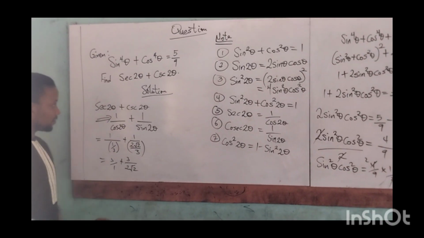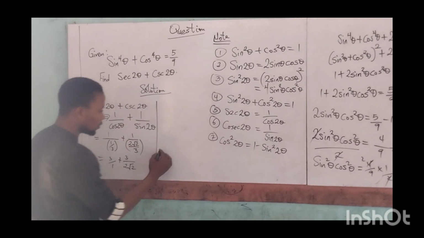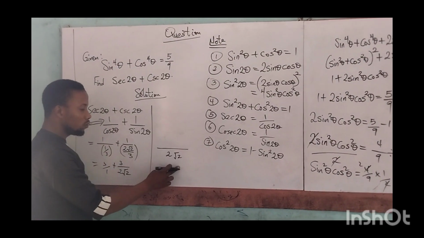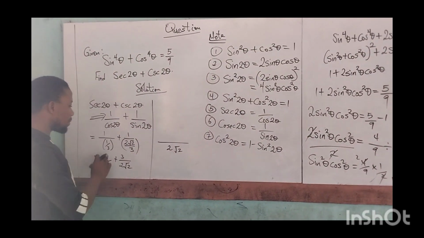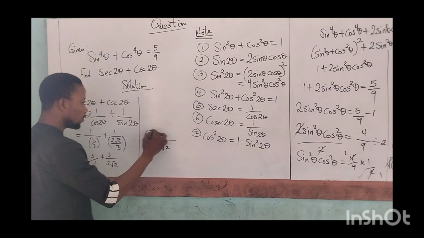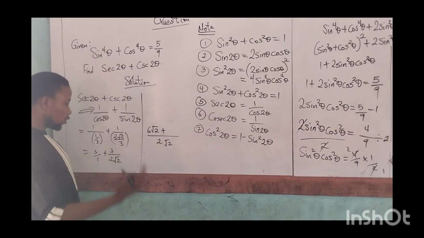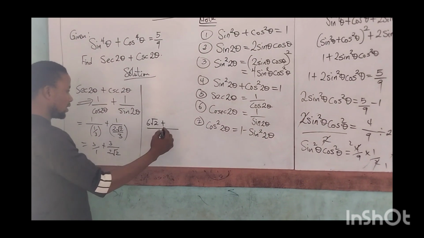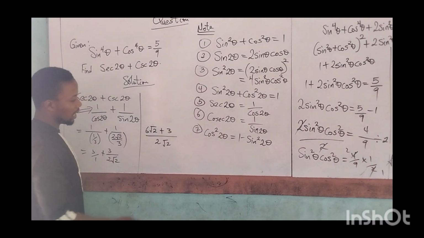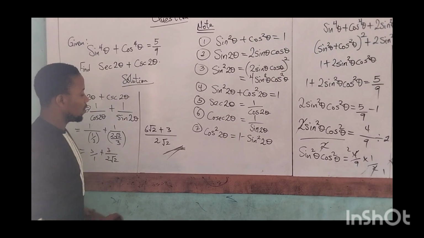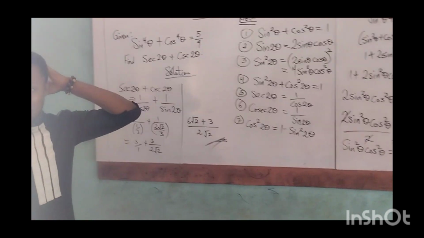So what's the LCM here? The LCM is 2 root 2. 1 divided by 2 root 2 will give us 2 root 2. 2 root 2 multiplied by 3 will give us 6 root 2, plus 2 root 2 divided by 2 root 2 will give us 1. 1 multiplied by 3 will give us 3. And this is the answer to the question.